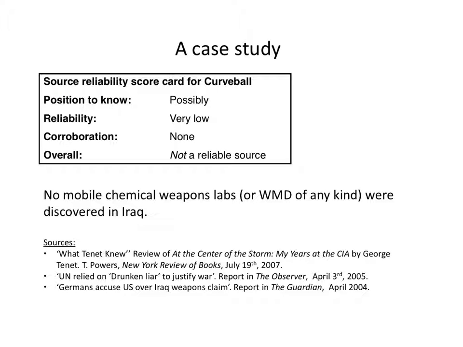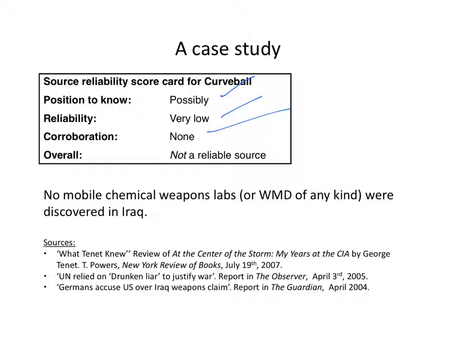So if we made up a simple kind of source reliability scorecard for Curveball, what would he score on position to know? Well, he would do not badly on position to know. He had relevant expertise and could have been there. Reliability, on the other hand, very low. Poor reputation for reliability and very strong incentive to make things up. No corroboration whatsoever. Overall, probably not a credible source.